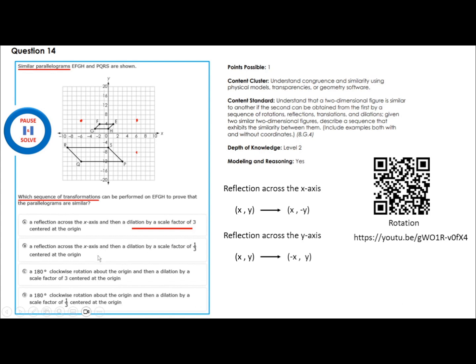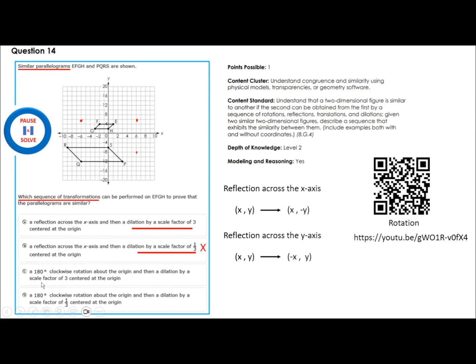So look at option B, a reflection across the x-axis. Yeah, we did reflection across the x-axis, but then dilation by a scale factor of 1/3. We are coming from this figure to this figure. We did not reduce it. We enlarged it. So that's not a possibility.